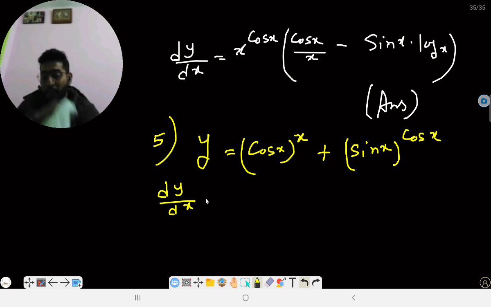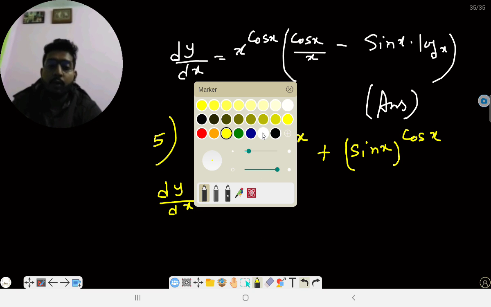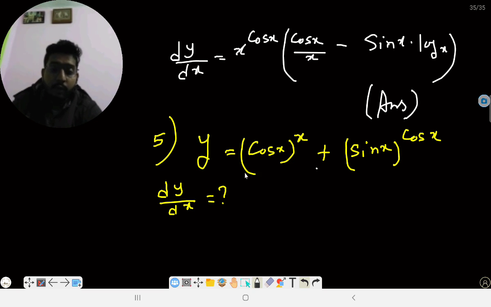Okay, now from here, how to find dy/dx? y is given as cos x to the power x plus sin x to the power cos x. Now from here we need to find the value of dy/dx. How to find this? Look, first of all, here this is variable to the power variable, here it is also variable to the power variable, but there is a plus, so first of all you have to differentiate separately.